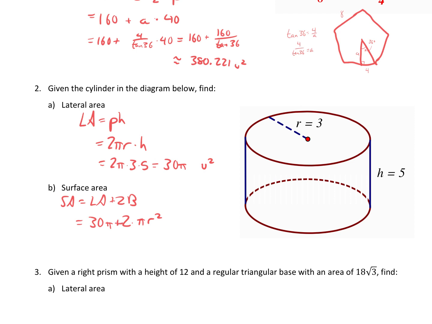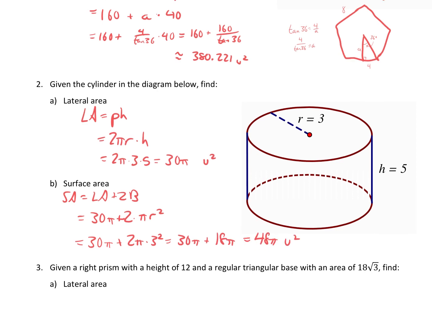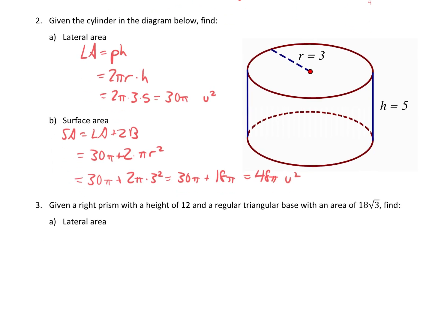This is plus 30 pi plus 2 pi times the radius squared, which is 30 pi plus 18 pi, which is 48 pi. I'm not going to make that a decimal. Feel free to do that.